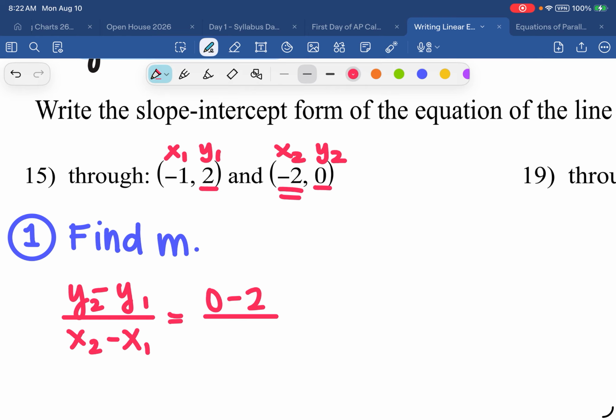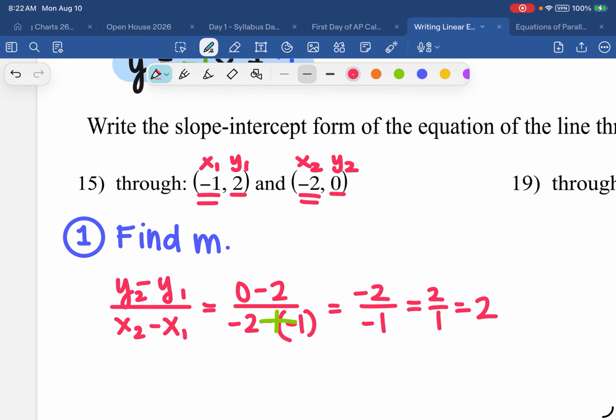x2 minus x1 means we would take -2 minus -1. Be careful with that, because there will be two negatives right next to each other with the minus and the negative. So to simplify, on top 0 minus 2 is -2. On the bottom we have minus a negative, so that becomes a plus. So -2 plus 1 is -1. And then a negative divided by a negative is a positive. So we get 2 over 1, which is really just 2 for our slope.